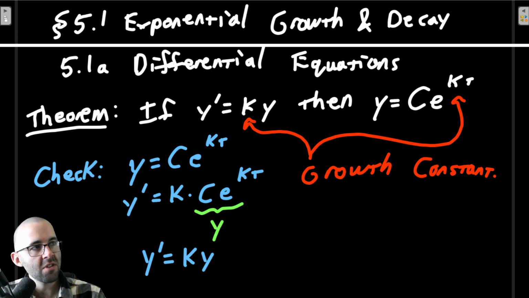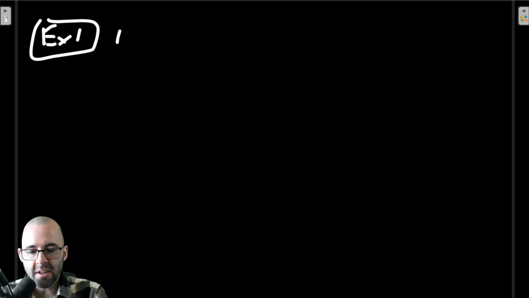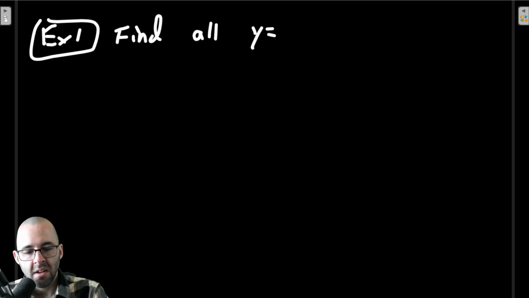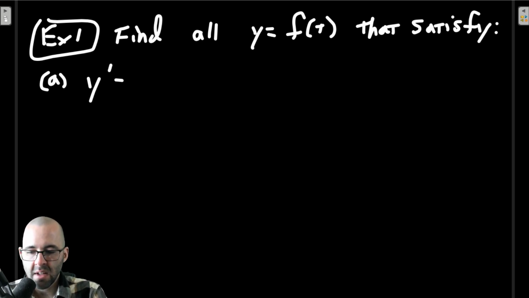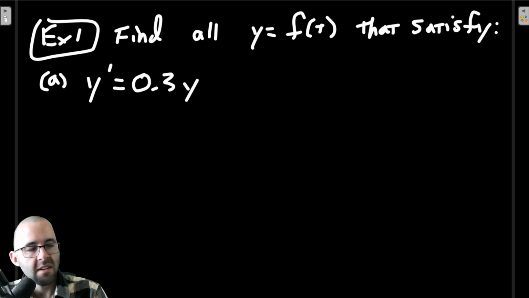Okay, let's solve some differential equations. Let's use this theorem. All right. Example 1. Find all y that are functions of t that satisfy the following. Part A, y prime equals 0.3y.